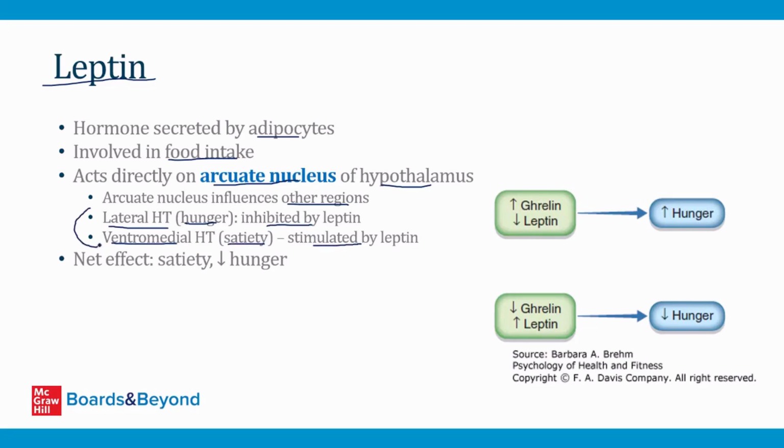So the net effect of influencing these regions by leptin is that leptin triggers a sensation of satiety and a decrease in hunger. So things to know about leptin are, first of all, that it acts indirectly through the arcuate nucleus of the hypothalamus on these regions right here, and you should know that its net effect is to make us feel satiated and to decrease our hunger drive.